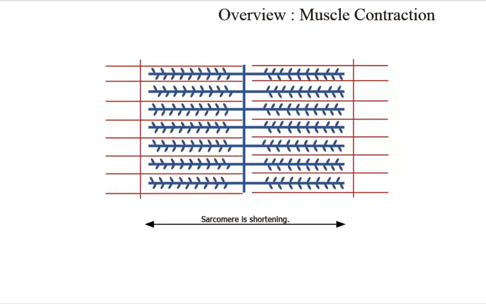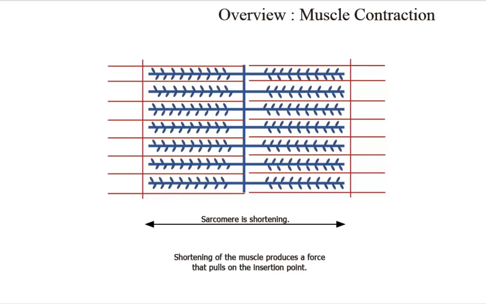And when all of the thousands of millions of sarcomeres in a muscle fiber are doing this at the same time, the muscle fiber becomes shorter. And when all of the muscle fibers in your muscle are shortening, the overall muscle shortens. And this is how muscles contract. They shorten, and then that causes them to exert a pull or a force on whatever they are attached to at their insertion point.